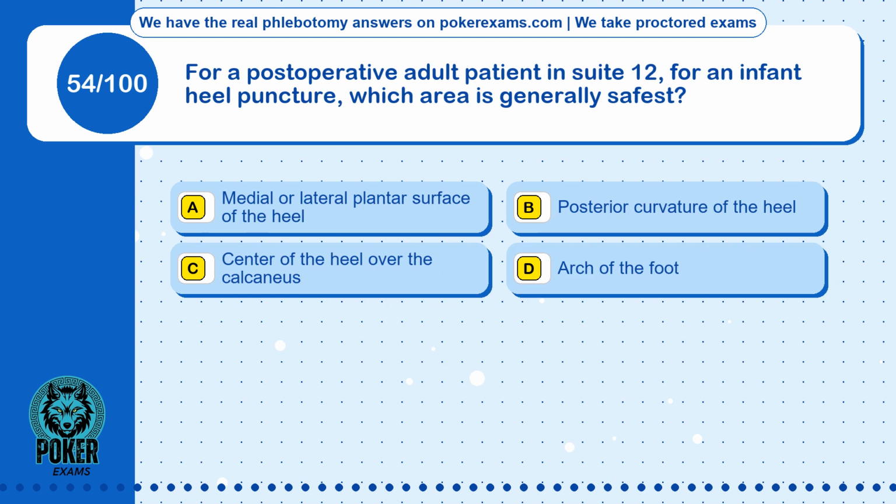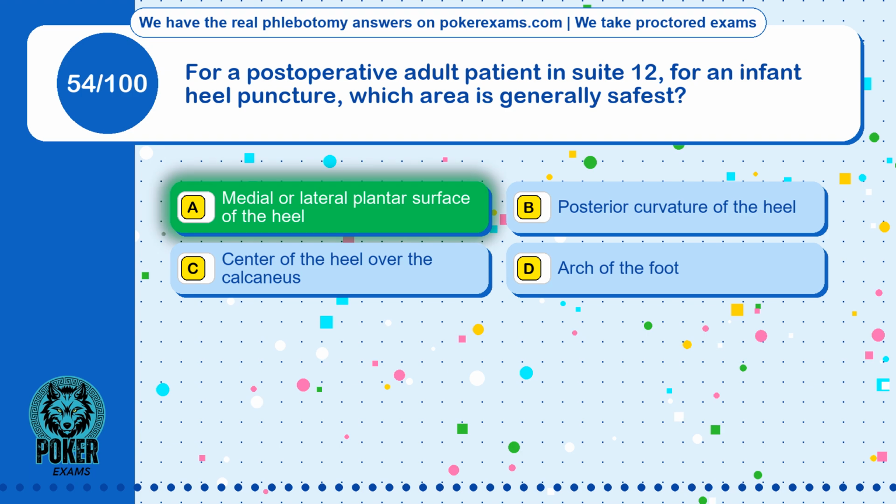Question 54. For a postoperative adult patient in Suite 12, for an infant heel puncture, which area is generally safest? Option A, medial or lateral plantar surface of the heel. Option B, posterior curvature of the heel. Option C, center of the heel over the calcaneus. Option D, arch of the foot.